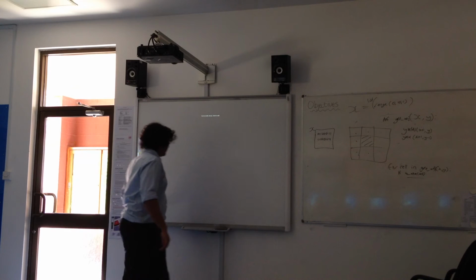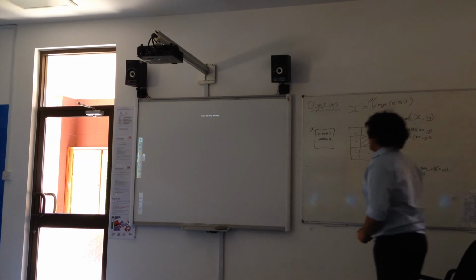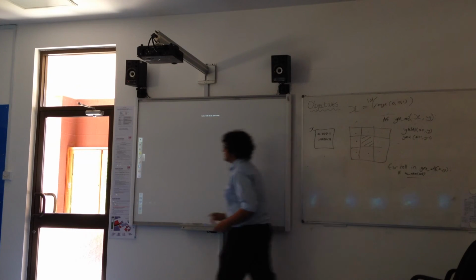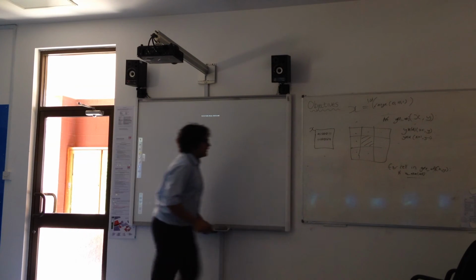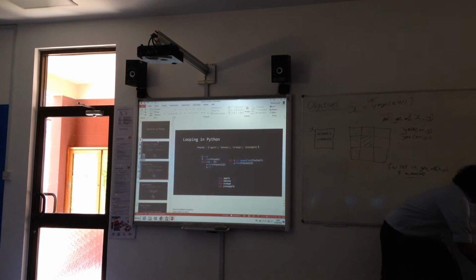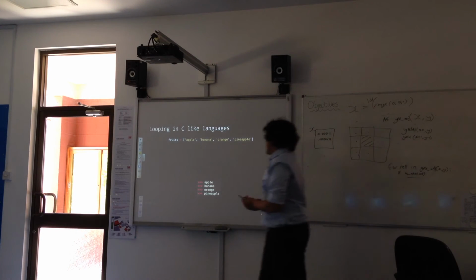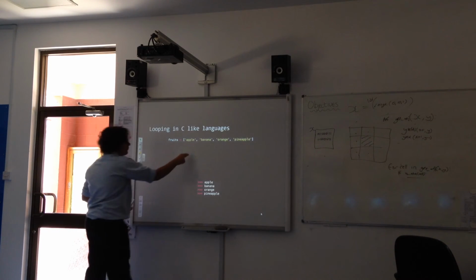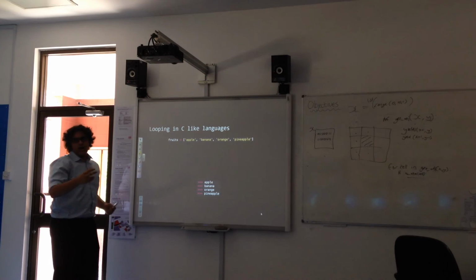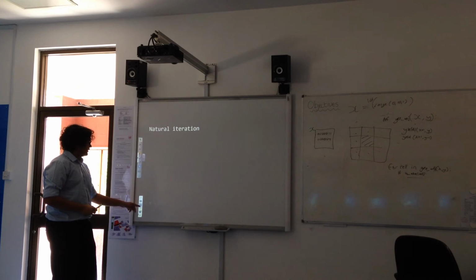Oh, this is a good point. Thanks for bringing that up. One thing that people complain about with natural iteration is this: if I have a list like this, and you wanted to print out the number and the item, how would you do that without using i? How would you do that naturally?